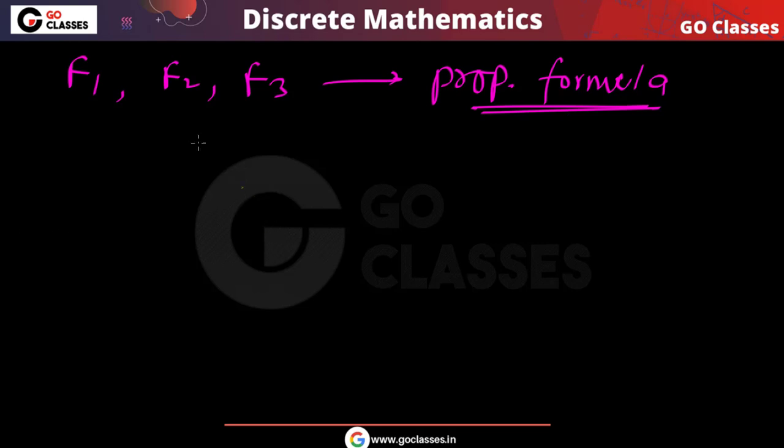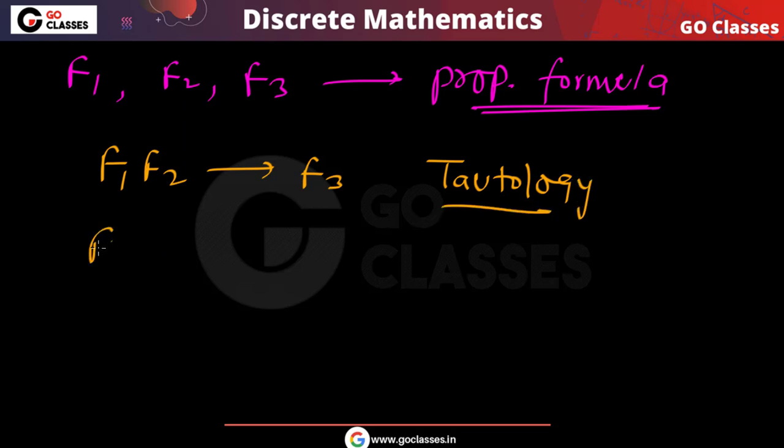Okay, so we don't know what variables they use, but they are propositional formulas. The statement is saying that f1 and f2 implies f3. This is a tautology, meaning this is always true. Similarly, the question is saying that f1 and f2 implies negation f3. This is also a tautology. This is also always true.